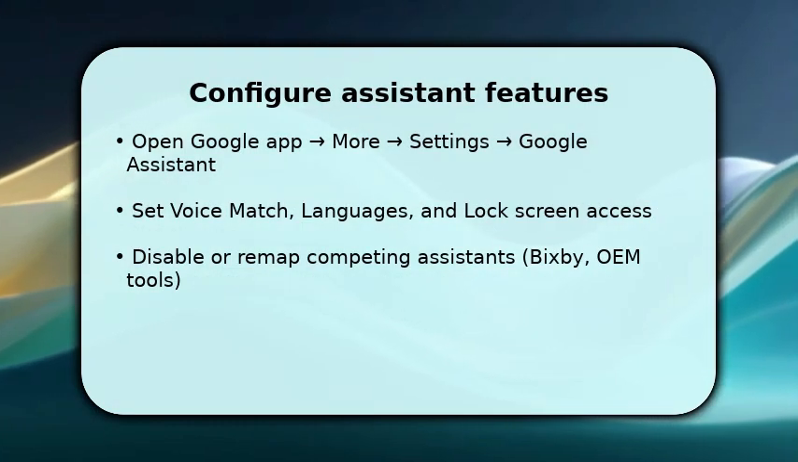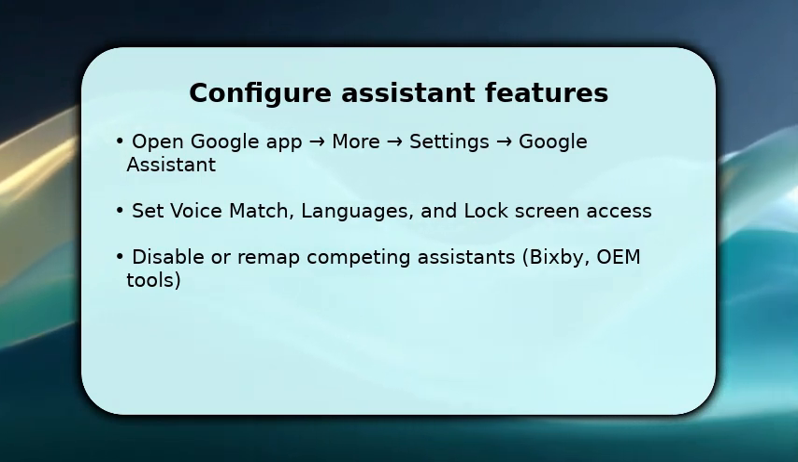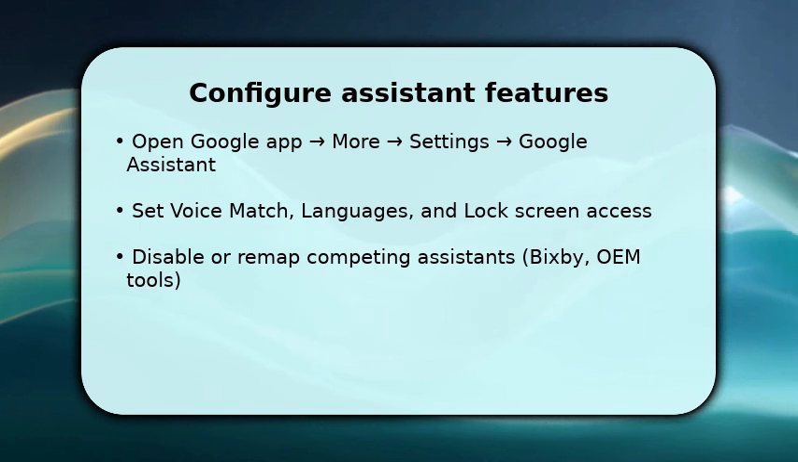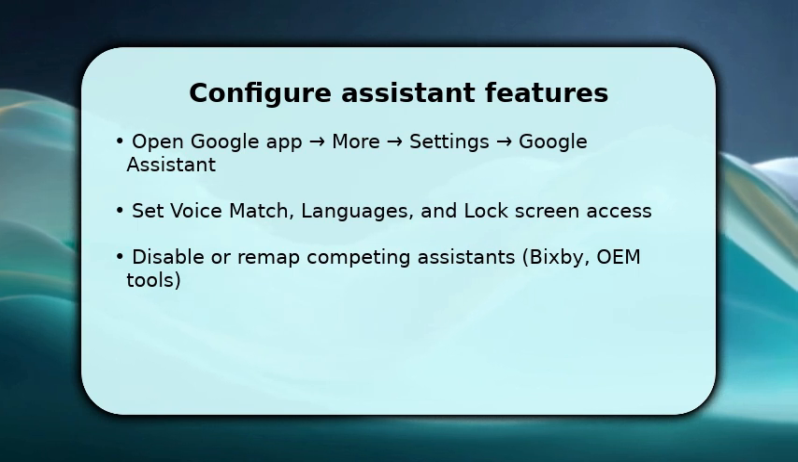Next, open the Google app and go to Settings, then Google Assistant to configure how it listens and responds. Turn on Voice Match so it reacts to your voice, pick preferred languages, and allow Assistant to work from the lock screen if you want quick access.